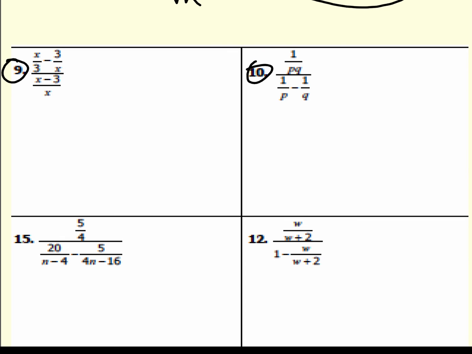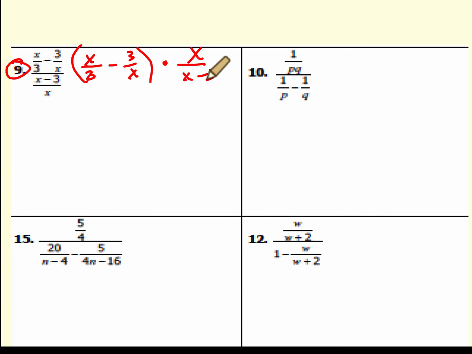And that's because we have fractions that have additional operations in them, such as subtraction and addition, which means we have to follow order of operations. So let's go ahead and start with number 9. If I wrote this out, I would have x over 3 minus 3 over x, which is grouped, times the reciprocal of x over x minus 3.